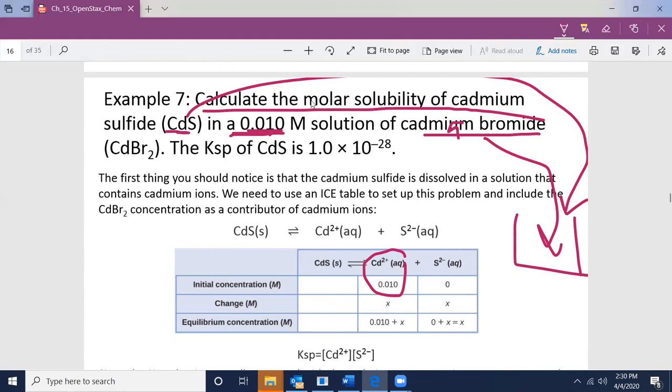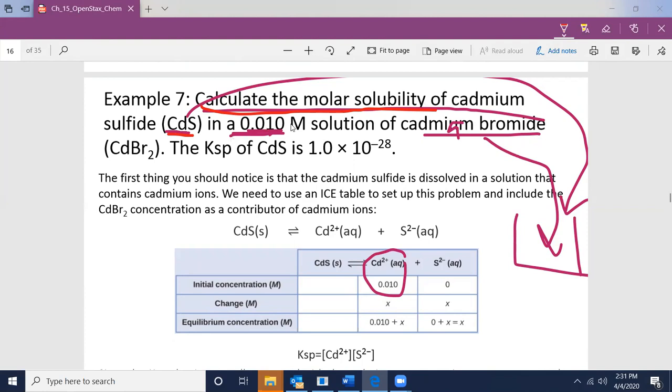Okay, they're asking you a few things in the question that help you understand what is going on. It says calculate the molar solubility of cadmium sulfide. The first thing that should come into your mind is that it is asking about an ionic compound, cadmium sulfide. It's not asking about acid. It's not asking about base. So it's more toward a Ksp problem. This is how I will go about it.